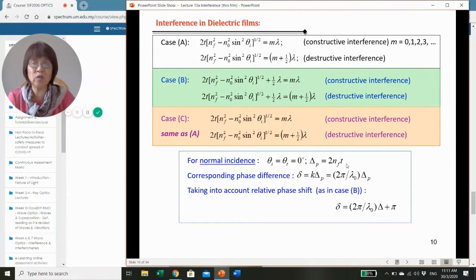If you take the example of case B here, the total phase difference, we will then have to add a pi. This is due to the optical path difference, and this is due to the phase shift upon reflection.